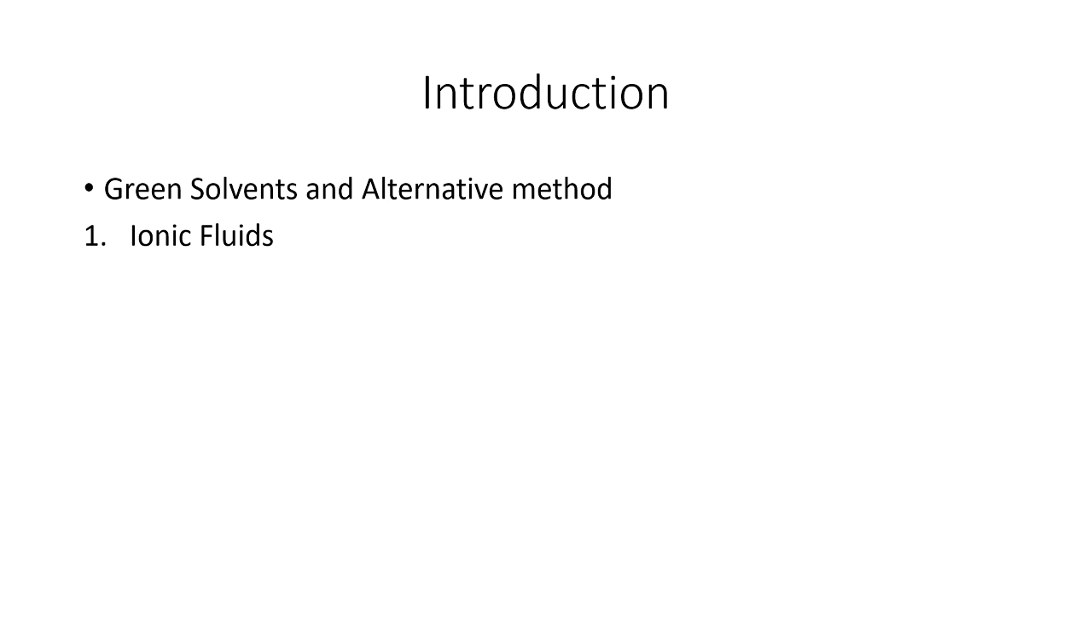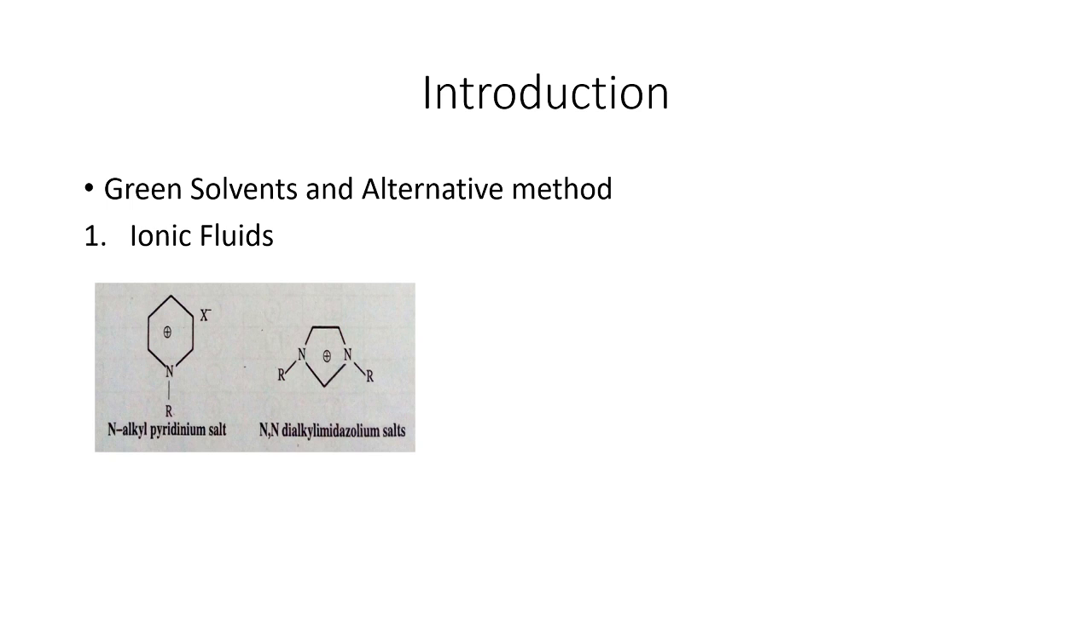In that, first is ionic fluids. What are these ionic fluids? Ionic solvents are liquids that are mixtures of anions and cations. For example, molten salts: if you heat NaCl, you will get NaCl in molten form. So that becomes the ionic solvent. Okay. So the examples are like N-alkyl pyridinium salt, where it is ionic as well as organic.